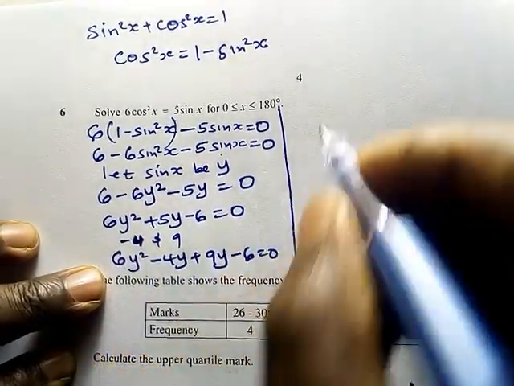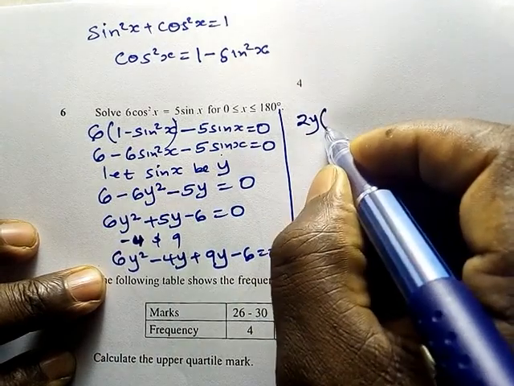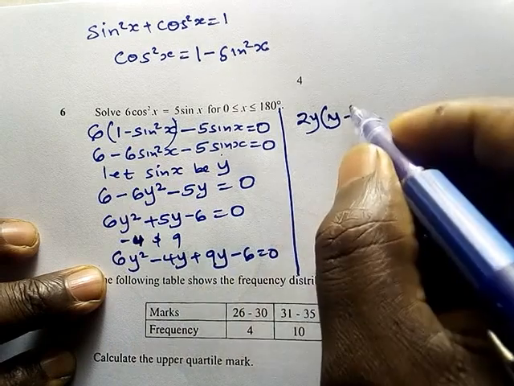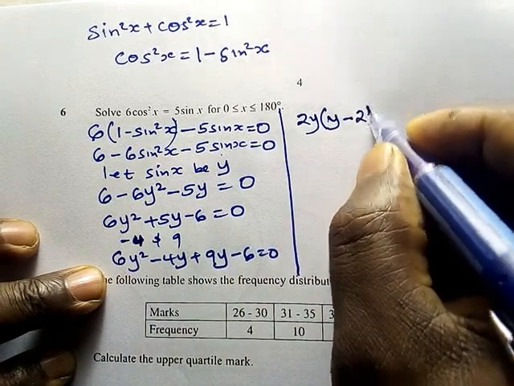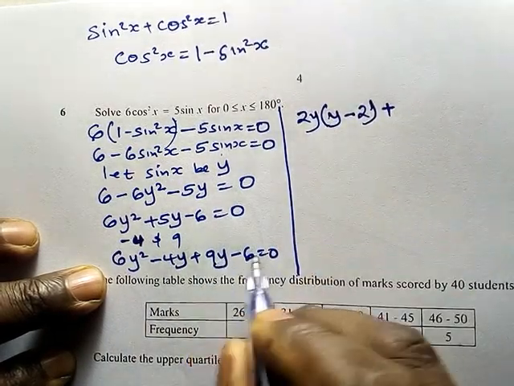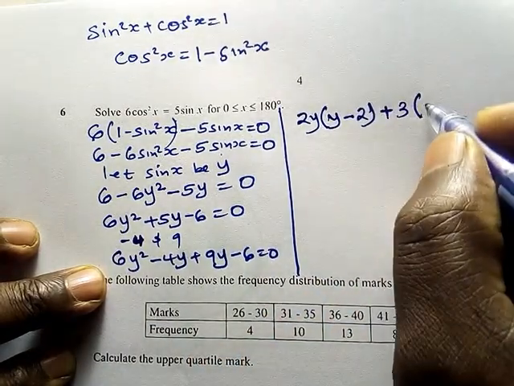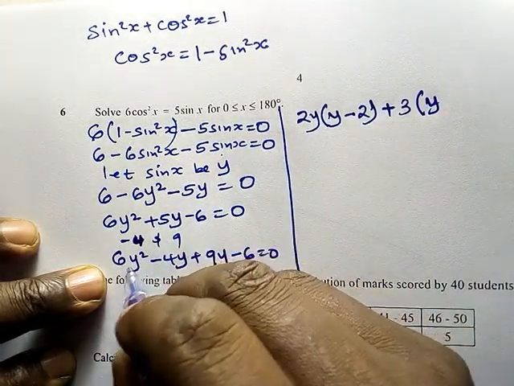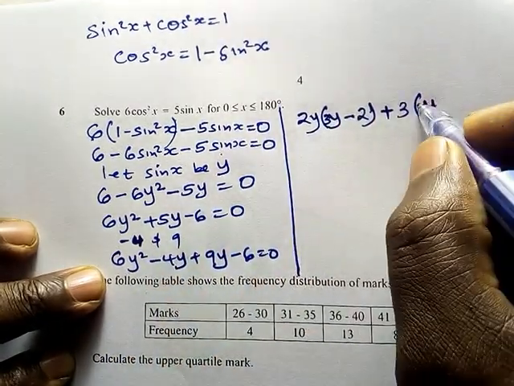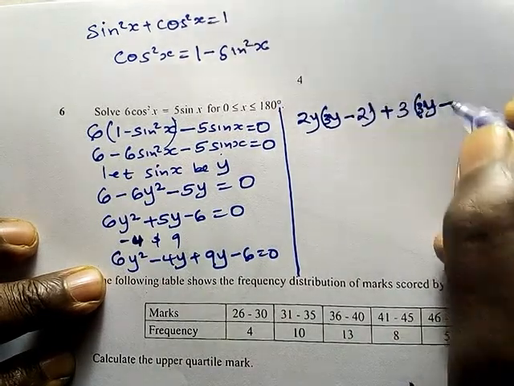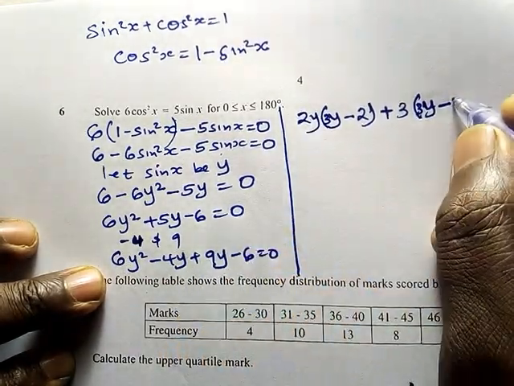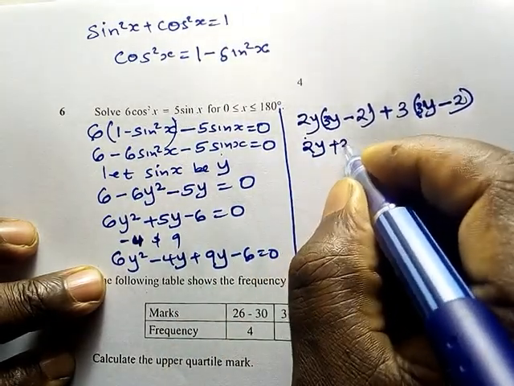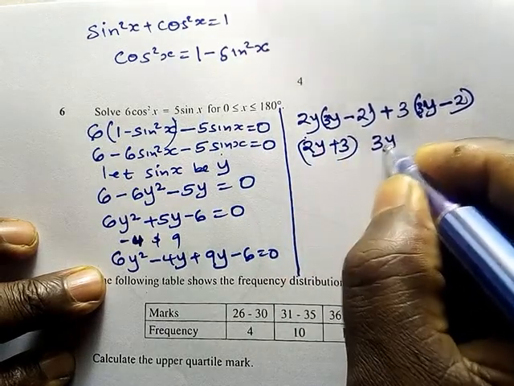So the common factor here is 2y into y minus 2, plus, now the common factor here is 3 into y. Actually this is supposed to be 3y, here is supposed to be 3y minus 2. So this and that, 2y plus 3 times y minus 2.